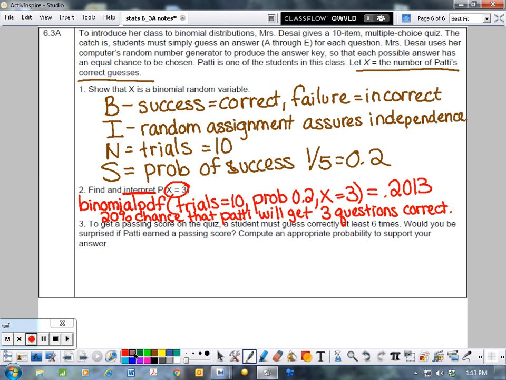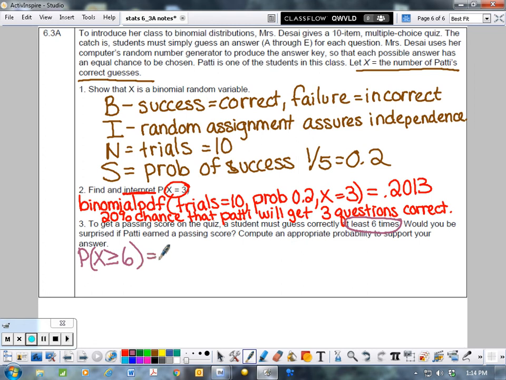Okay, to get a passing score in the quiz, a student must guess correctly at least 6 times. Would you be surprised if Patty earned a passing score? Compute the appropriate probability to support your answer. So my probability is that X has to be at least 6, so greater than or equal to 6, which makes sense. 6 out of 10 gives you 60%. That's a passing grade. Anything above that is passing, anything below that is not.